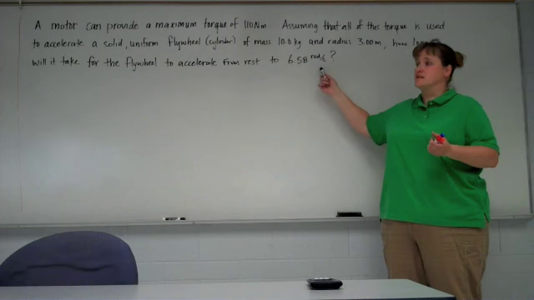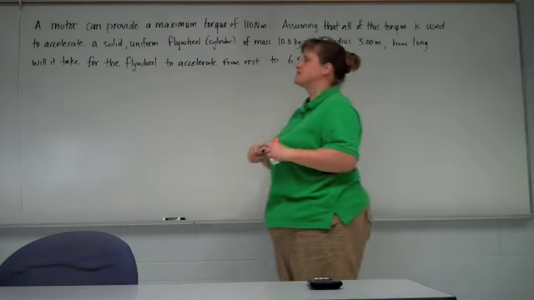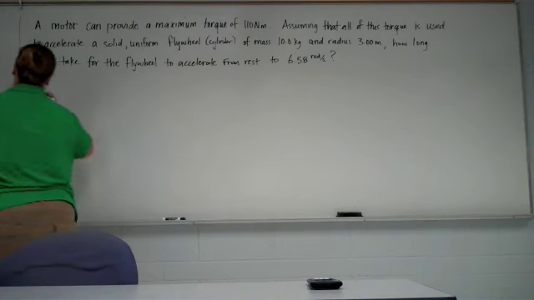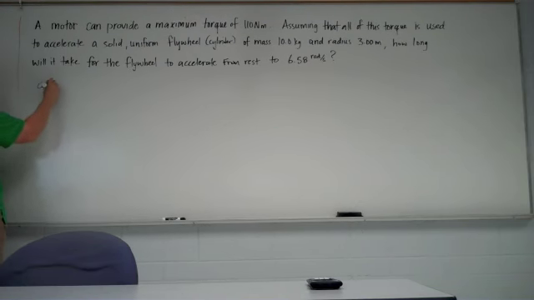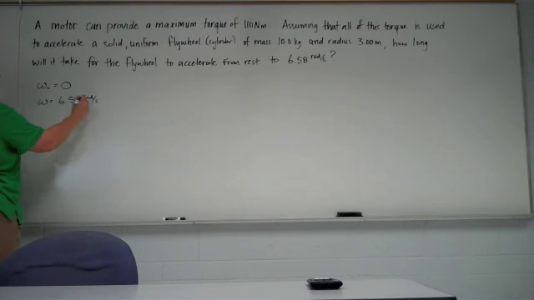Angular velocity. Exactly right. So we want to go from an initial angular velocity of 0 to a final angular velocity of 6.58 radians per second. We want to know how much time it takes to do that, how long it will take.